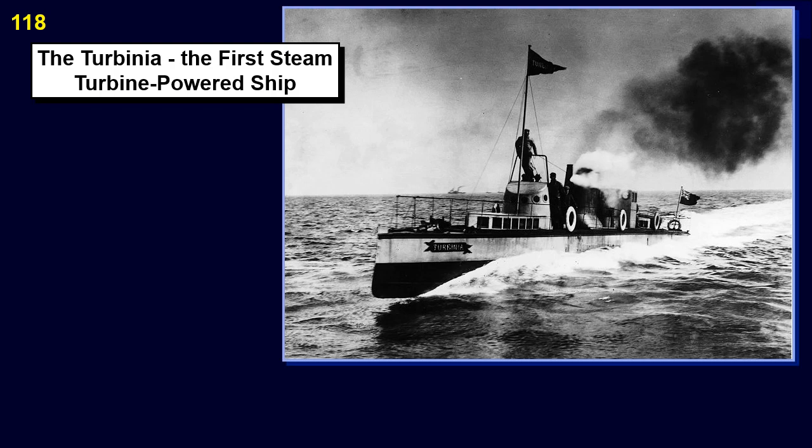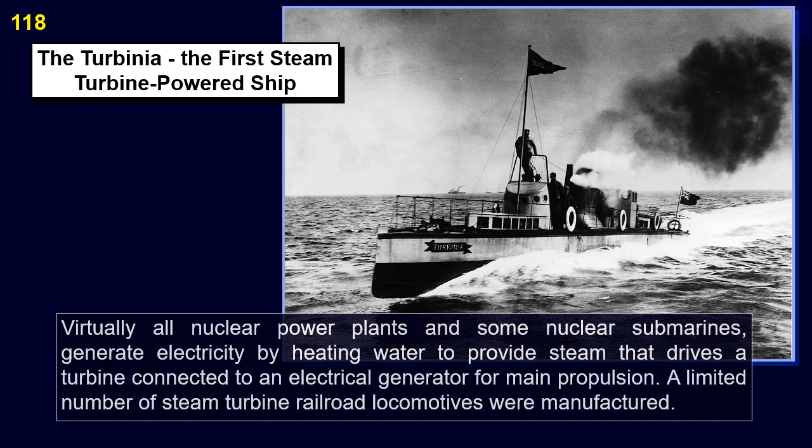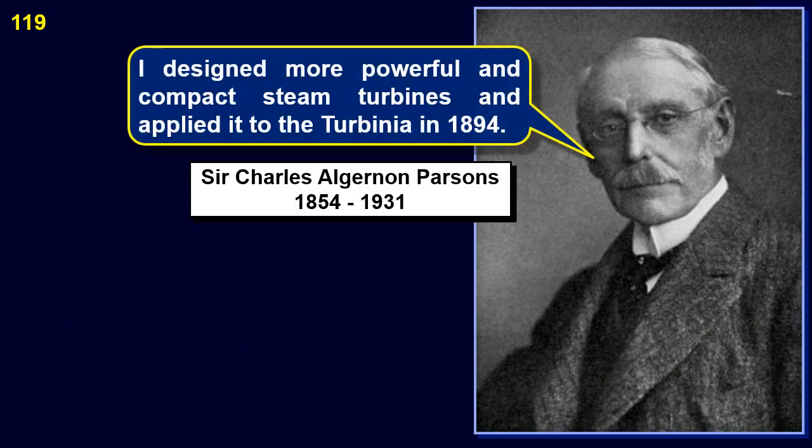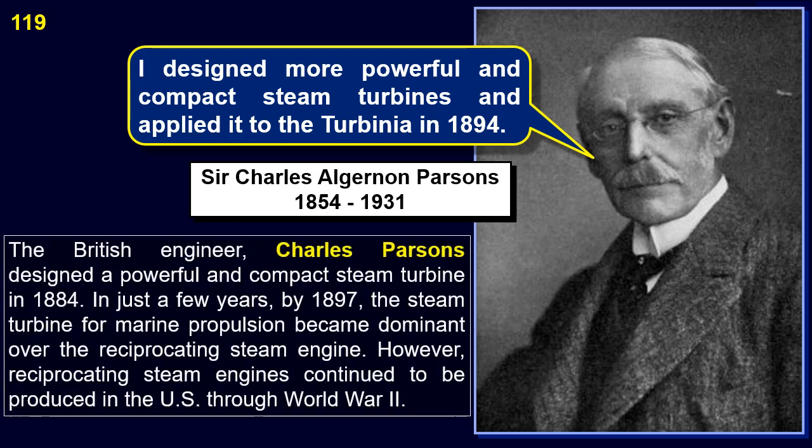Virtually all nuclear power plants and some nuclear submarines generate electricity by heating water to provide steam that drives a turbine connected to an electrical generator for main propulsion. A limited number of steam turbine railroad locomotives were manufactured. The British engineer Charles Parsons designed a powerful and compact steam turbine in 1884.